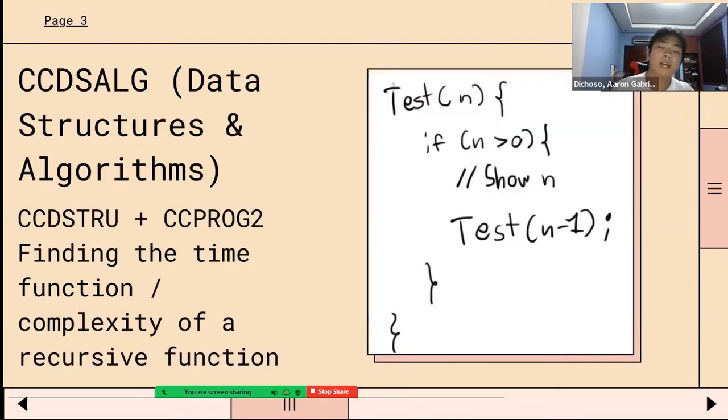Now we are going to combine those two concepts. We are going to make an algorithm here. And using what we know in CCPROG2, we can understand and trace how the algorithm works. Then in CCDS2, we are going to use that to compute the time function of the algorithm. Okay?